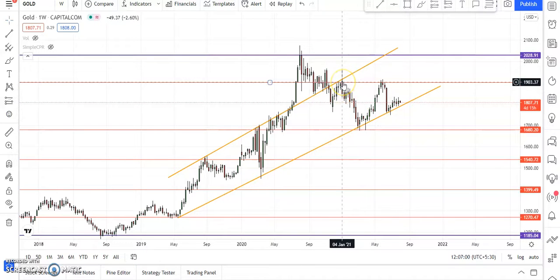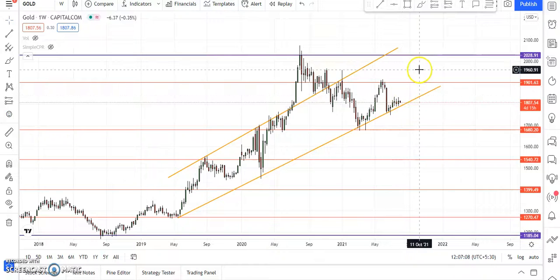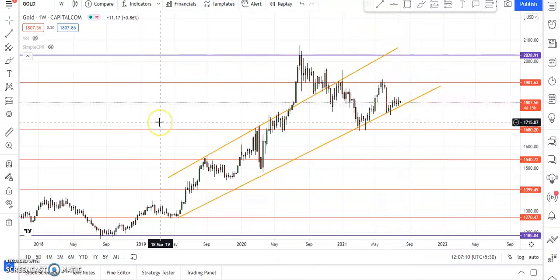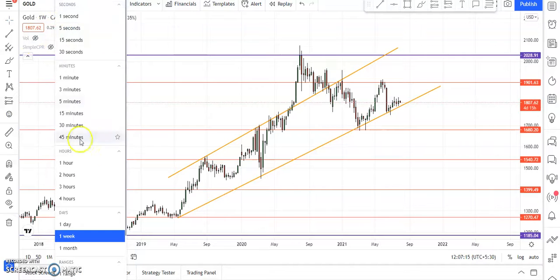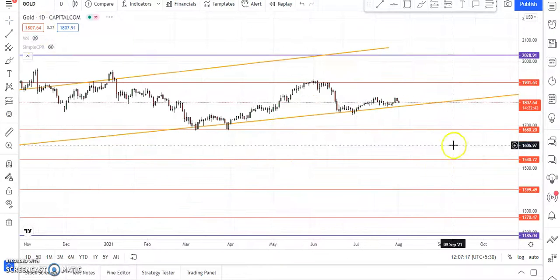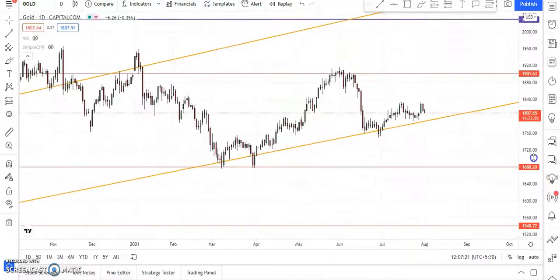So now if you look at it, it tried to test the high of the year here, and then it came down and it is still going up. So we can say that gold is on an uptrend in a weekly time frame. Let's move this down to daily. Okay, let's adjust it. Okay, here we go.